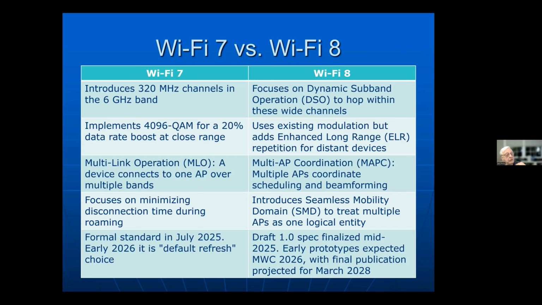and what we're seeing now is your default refresh where everything that's coming out now has Wi-Fi 7. As far as Wi-Fi 8 is concerned, they had a draft finalized in middle of last year, but we're hoping to see prototypes of Wi-Fi 8 at the Mobile World Congress, which is happening later this month. Actually, maybe happening now over in Spain. And they expect final publication sometime in 2028. So that's what's going on in Wi-Fi space.